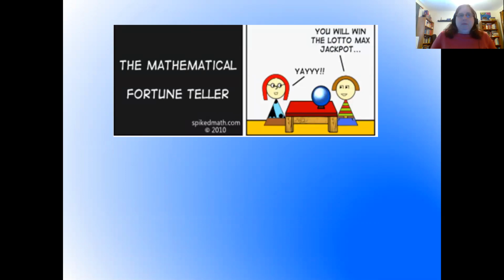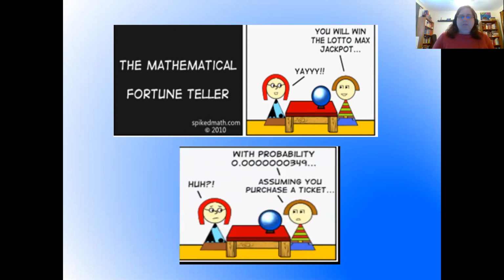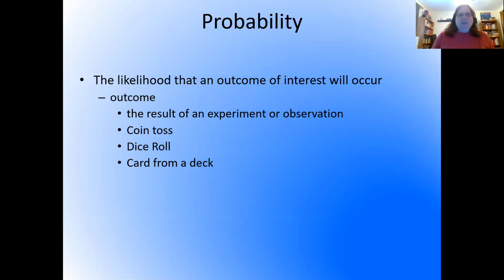So we start off with the mathematical fortune teller who says, "You will win the Lotto Max jackpot, yay!" With probability 0.0000349, assuming you purchase a ticket. Okay, so mathematical fortune teller, a little different than your average fortune teller. So what is probability? Essentially, it's the likelihood that an outcome of interest will occur.